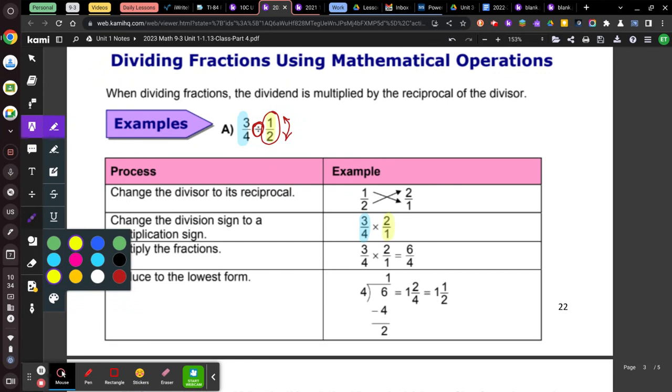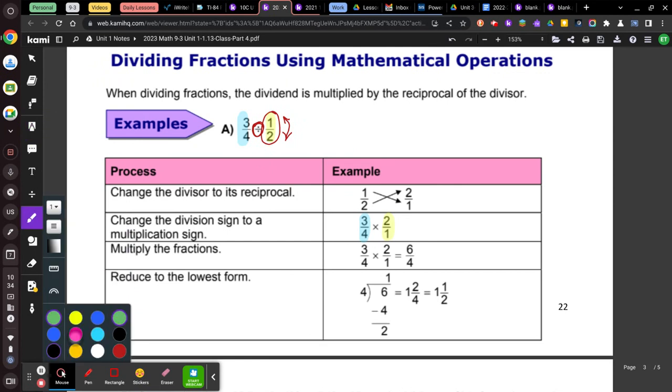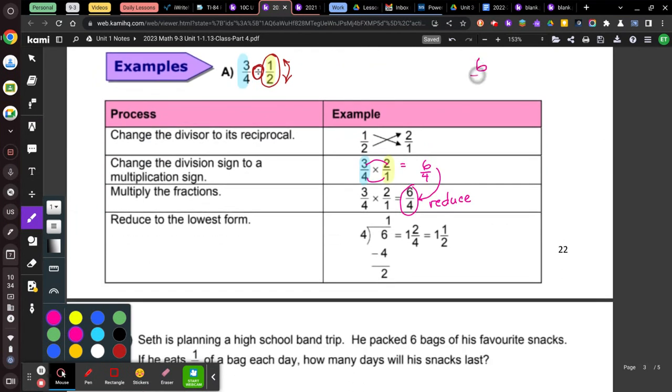So now we take a look at our numbers, and we're going to have top times top, bottom times bottom, which is going to give me a 6 over 4, which is what they're showing right here. And then always reduce. Okay, so we reduce our answer. So 6 and 4 are even numbers. So that means I'm going to start by dividing by 2, and that's going to reduce. So that'll give me a 3 over 2 as my final answer. So this becomes 3 over 2.